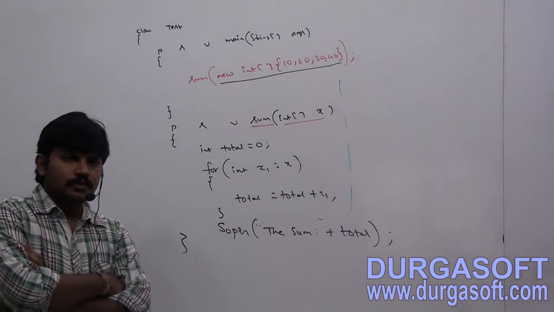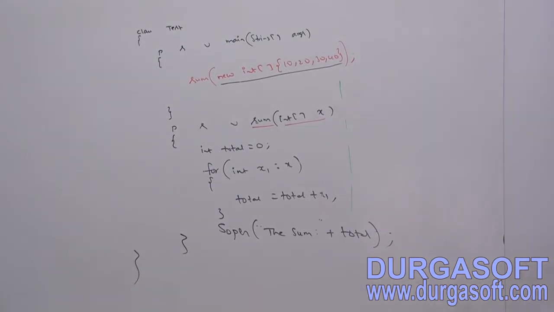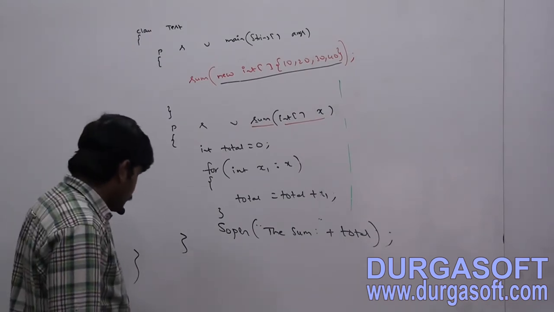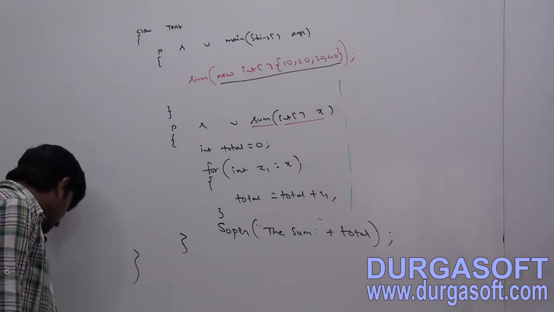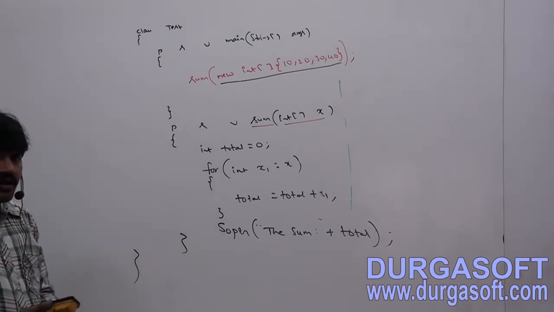Completed, I hope. Sum of int array x into total is equal to 0, like the sum plus a total. Are you getting? Now add the theory.